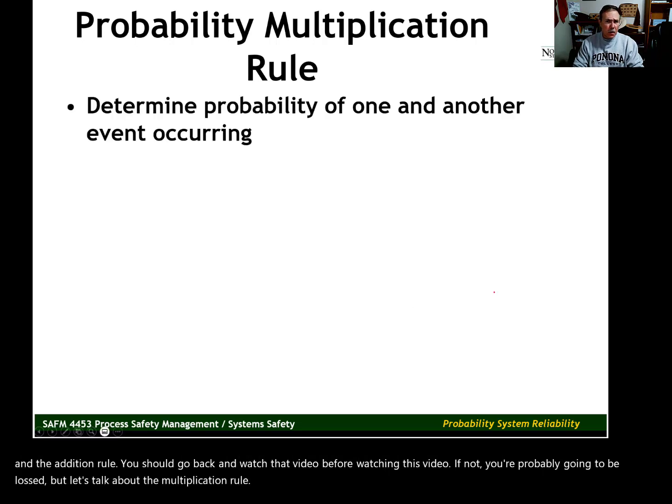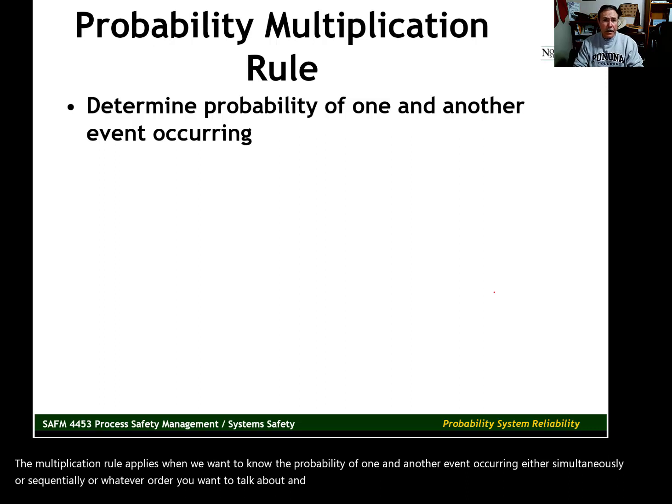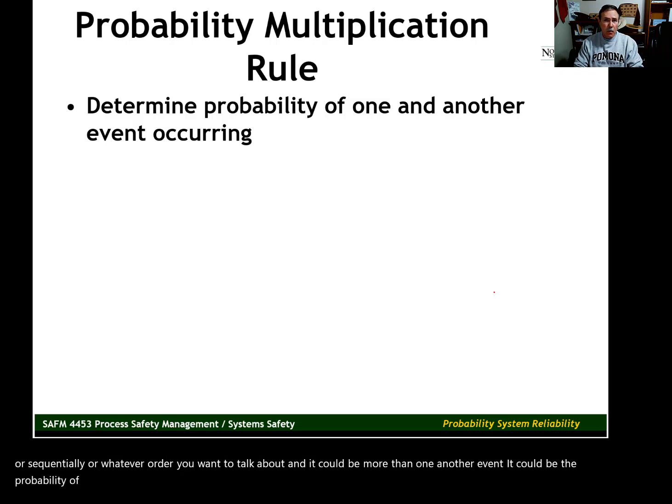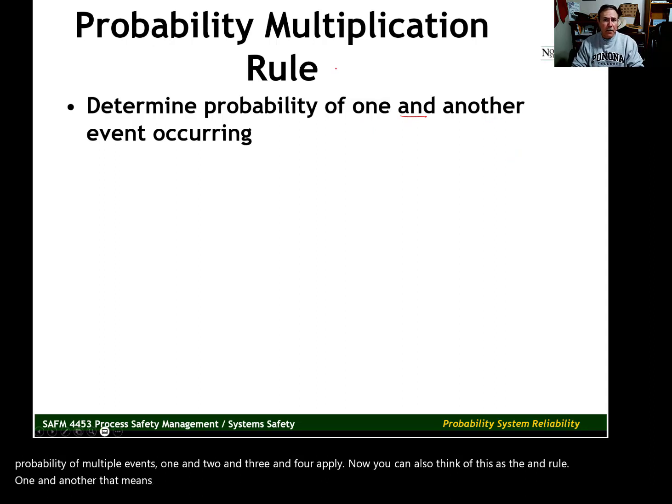The multiplication rule applies when we want to know the probability of one and another event occurring, either simultaneously or sequentially, or whatever order you want to talk about. And it could be more than one and another event. It could be the probability of multiple events: 1 and 2 and 3 and 4 apply. Now you can also think of this as the and rule. One and another, that means multiplication. We're going to multiply the probabilities for the individual events.